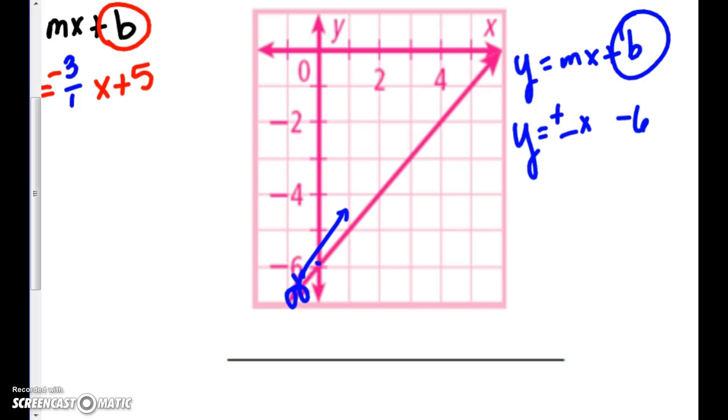So if this is my first point, what's my next point? Couldn't it be right here? Or right here? Or right here? So to get from that point to the next point, I would go up, over. So what's my slope? 1 over 1. Or if you just write it as y is equal to 1x minus 6, that would be fine.